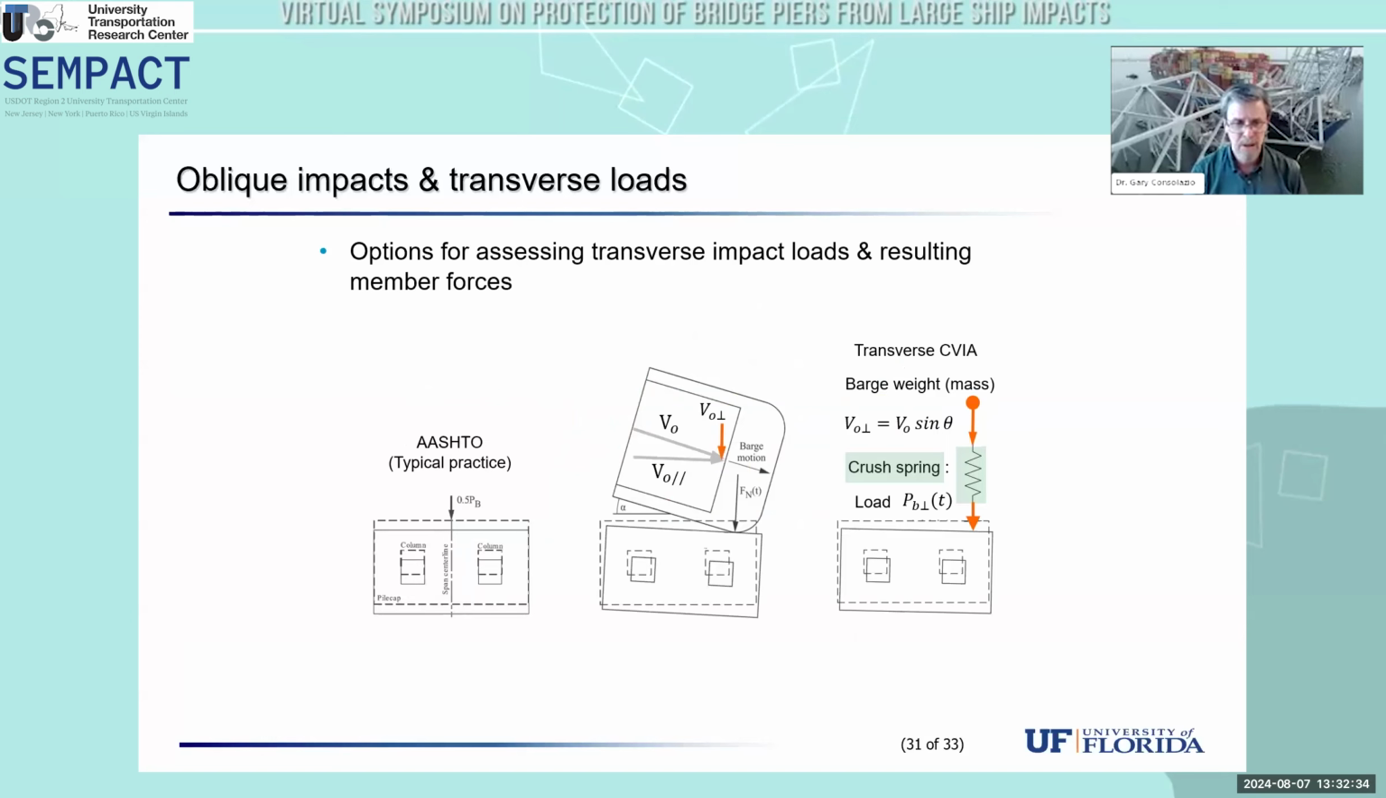So some options that we have available then are to follow the AASHTO recommendations for applying 50% of the head-on impact force in the perpendicular direction, in the transverse direction. We can supplement that with a low-order dynamic analysis where we also capture the potential amplification effects or dynamic effects within the pier by conducting an efficient lateral dynamic analysis using those crush curves that I just mentioned, and corresponding components of normal velocity, initial velocity.